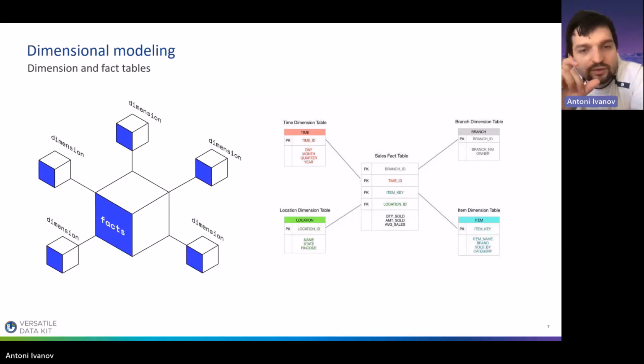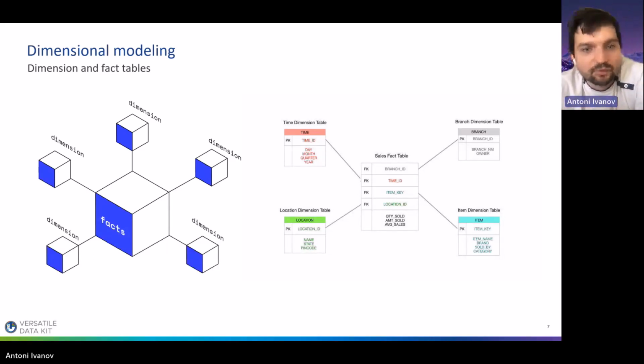We can track fact tables in different grain, which we'll speak about in a little bit. So the sales: I sold 3 apples. "I sold" is the fact. So we track the fact in the sales fact table.